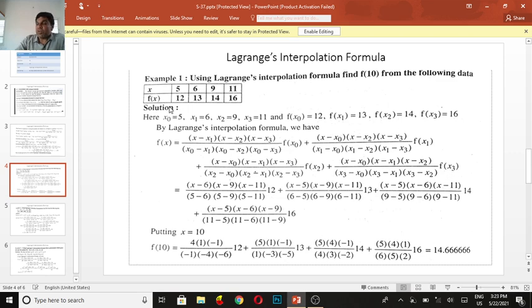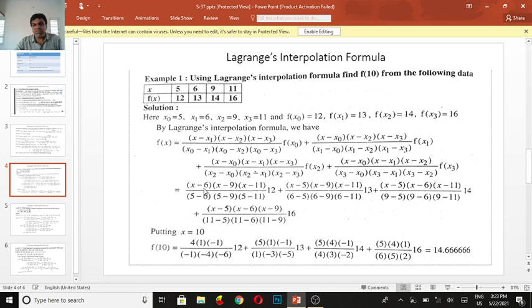This depends upon the number of points. If you start from 0 to 3, there are 4 points given. So it's x0, x1, x2, x3, and we take the similar formula, depending upon the number of points. There are 4 terms that appear here. So we substitute the values for x0, x1, x2 and x3.